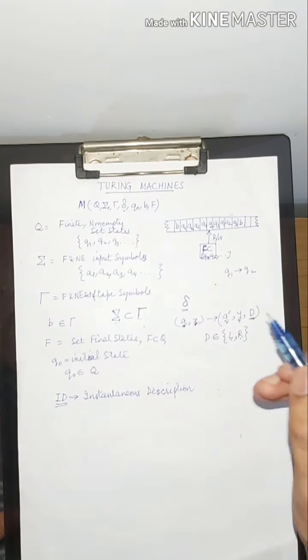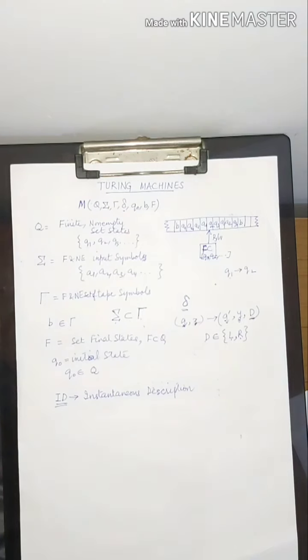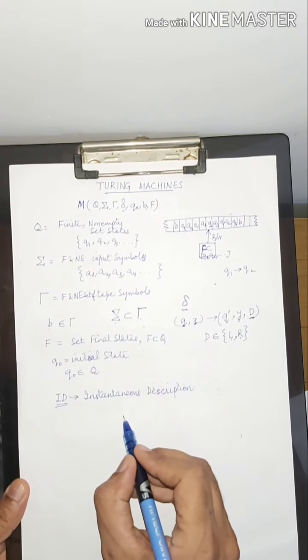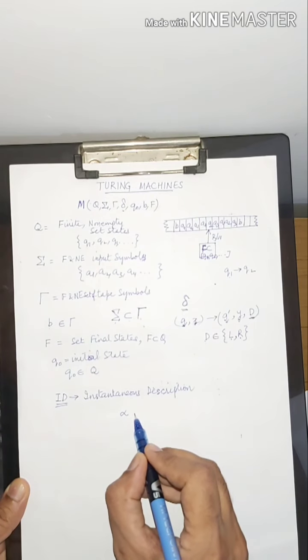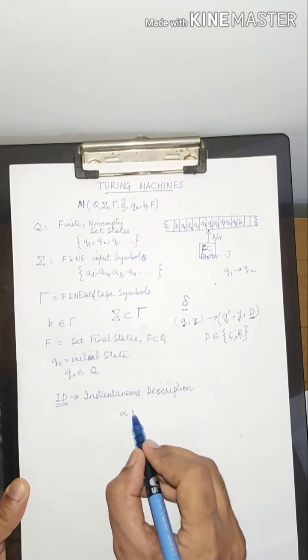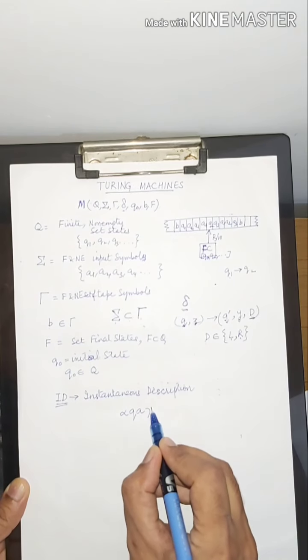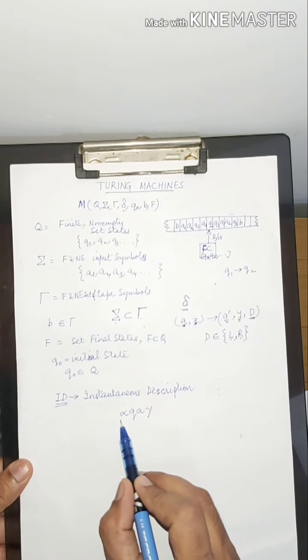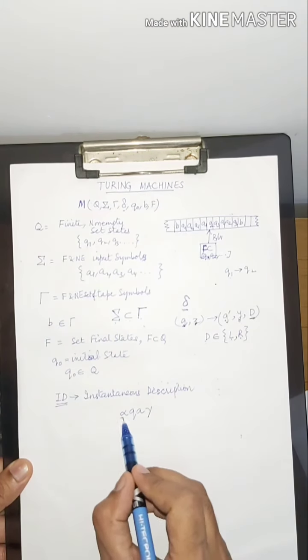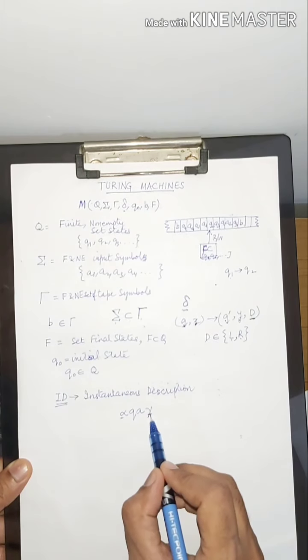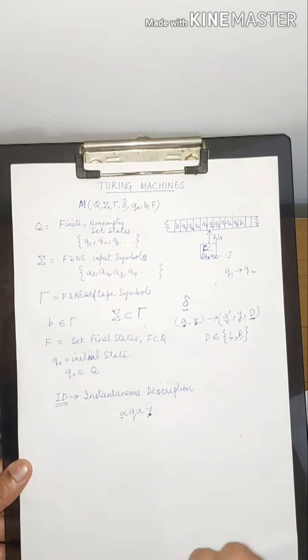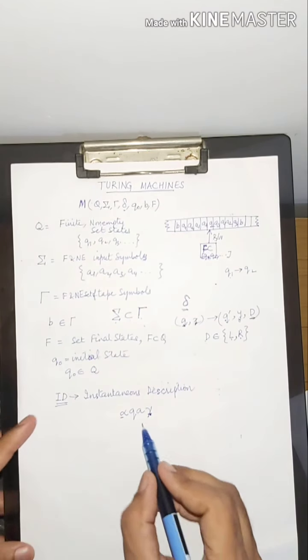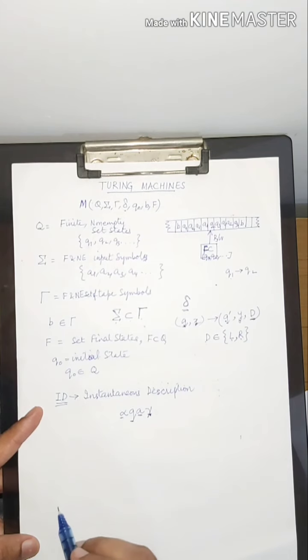It means that exactly at this moment, what is the status of this machine? It is actually depicted by a string, alpha q a gamma. If you see it clearly, it is a string in which alpha and gamma are substrings of tape symbols. A is a single symbol and Q is a state.